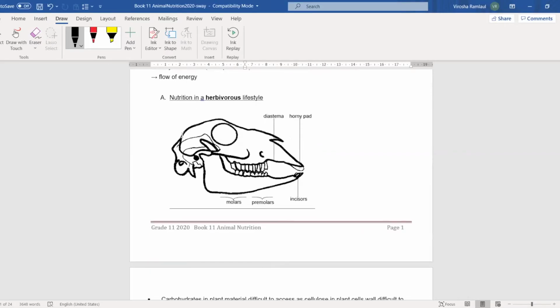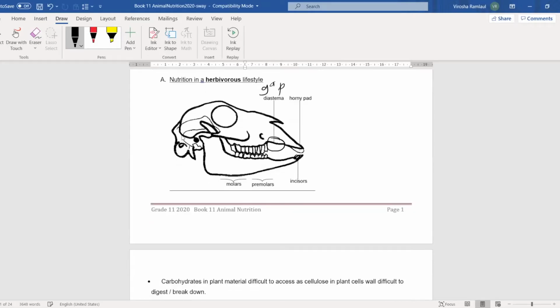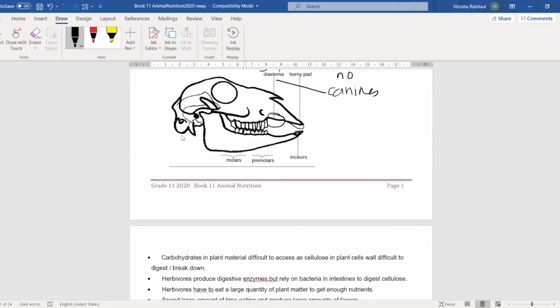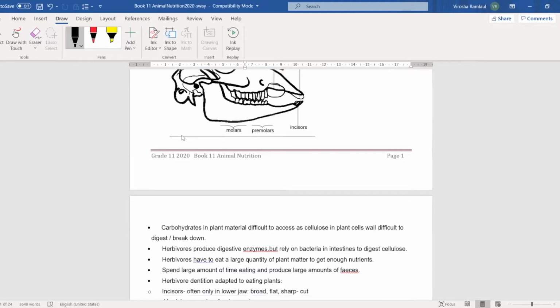Now, let's look at a herbivore. If you look at the skull of a herbivore, you can see there's a big diastema, and a diastema is a gap. That's the place where all the teeth are there except there are no canines. That's the gap, because that's where the canines would have been. The premolars, molars, and incisors are all very flat and broad, which is perfect for chewing, crushing, and grinding. The plant material needs a lot of chewing.